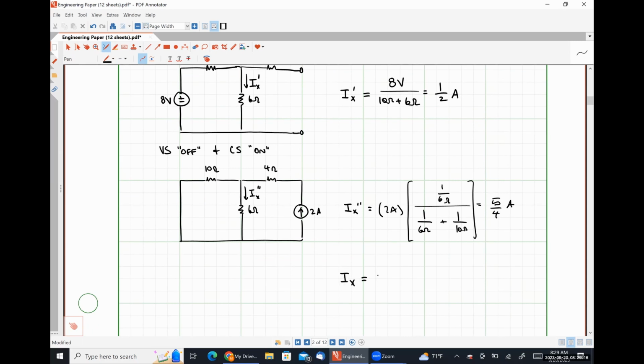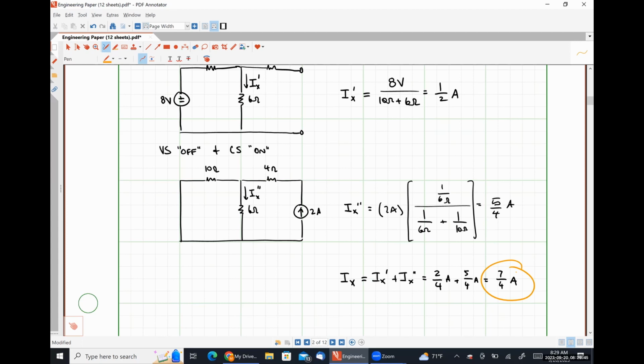Ix, the response due to both sources being on, is going to be Ix prime plus Ix double prime. So 1/2 is the same as 2/4 of an amp plus 5/4 of an amp gives us 7/4 of an amp. And this is literally the exact same thing that we got when we analyzed the circuit with both sources on at the same time.